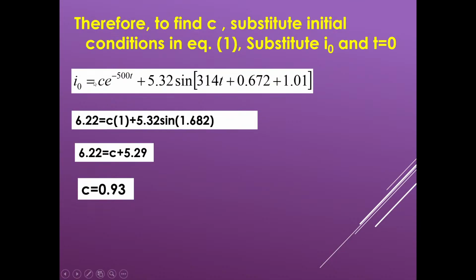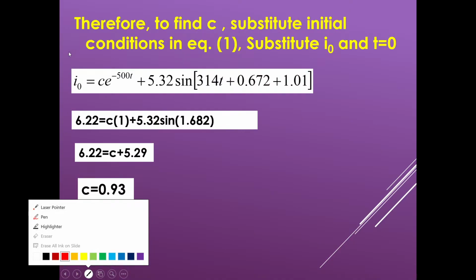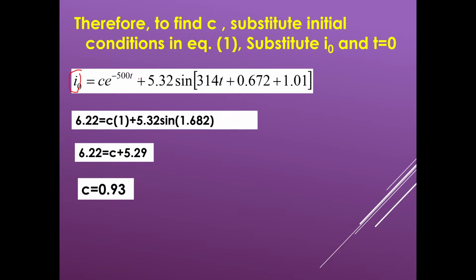So here I have substituted the I naught value and t equal to 0. And I have simplified. I have got 6.22 equal to c into 1 plus 5.32 sine 1.628. So just simplify it. You will get 6.22 equal to c plus 5.29.